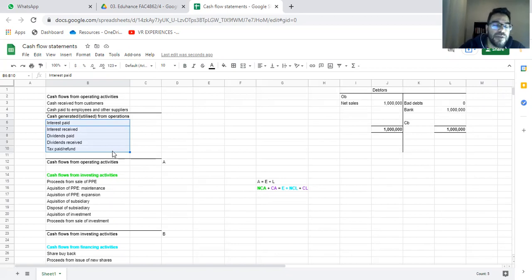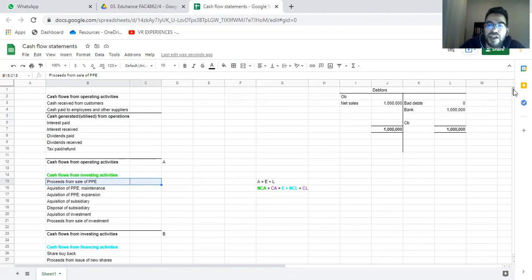Another typical example. Included in profit before tax could be a profit or loss on the disposal of PPE, but the disposal of PPE is disclosed elsewhere. Where is it disclosed? It comes through in investing activities. So therefore, we must remove it.